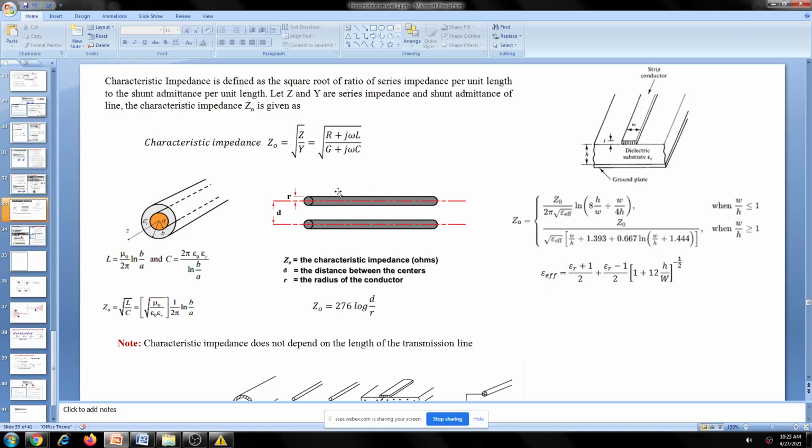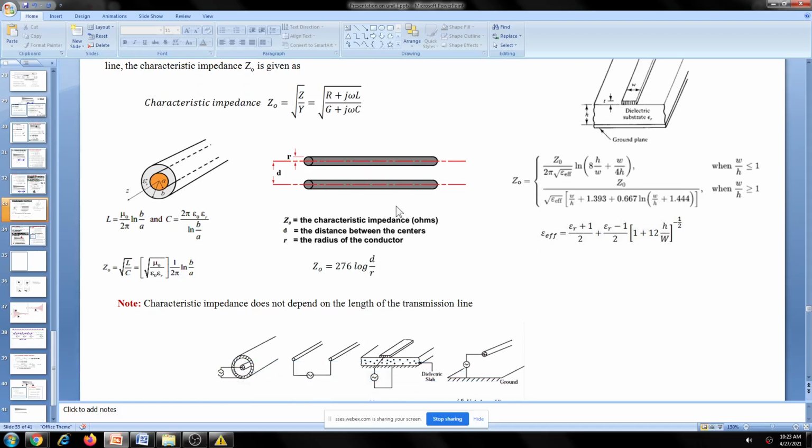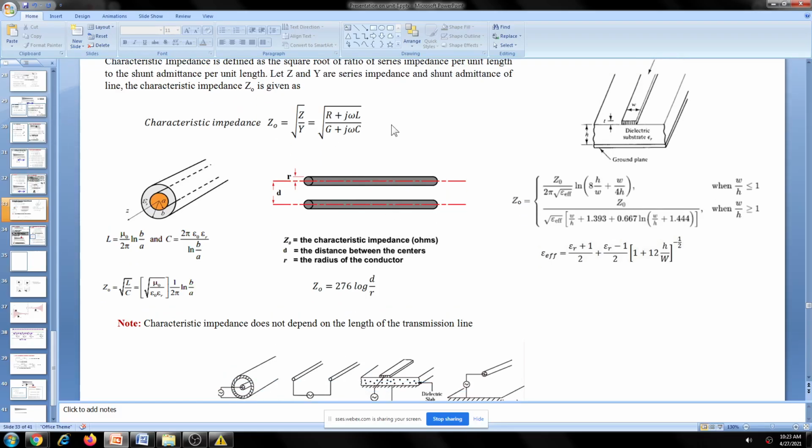RLGC are also called the primary constants. If you know those parameters, we can get the value of the characteristic impedance. Again, these RLGC depend upon the structure.